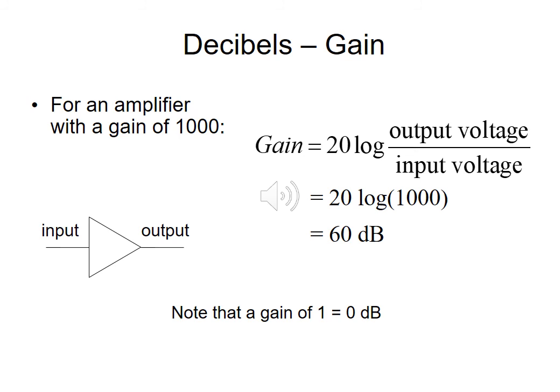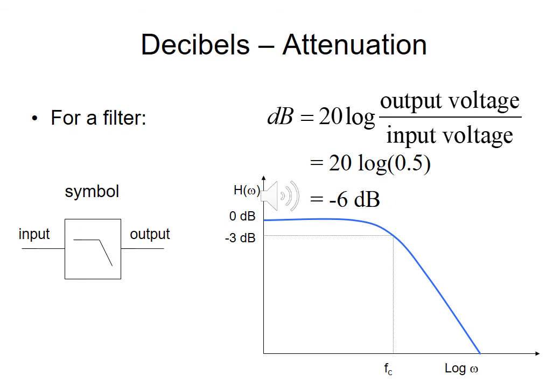Note that for a gain of 1, i.e. the same input voltage as output voltage, there's no gain, so essentially we get 0 dB. Decibels are also useful to describe the performance of filters. If a filter is applied, that leads to a reduction in the output voltage with respect to the input voltage. A quick example would be if we were to reduce the output voltage by a factor of 2, i.e. the ratio of output voltage to input voltage would be 0.5, then that is equivalent to a minus 6 dB reduction in the output voltage.